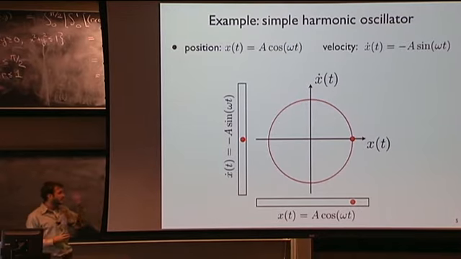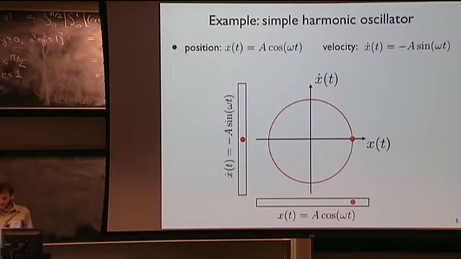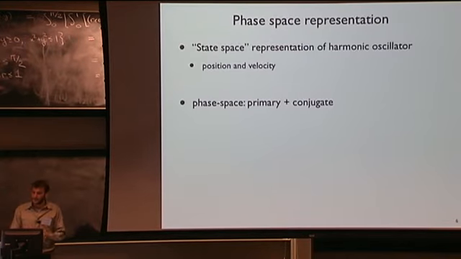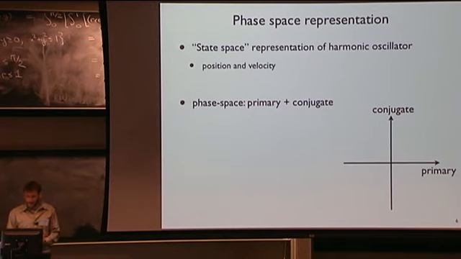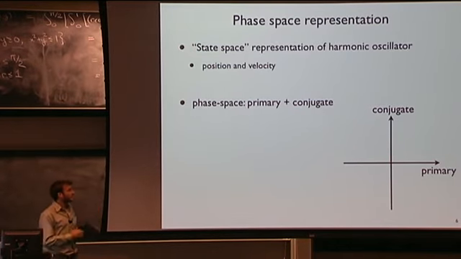I can tell that it's not losing or gaining energy because it's staying on the same trajectory as it rotates. If it was losing energy, it would spiral inwards. If it was being driven, it would spiral outwards. So immediately, I can see some very nice things about the mass and spring. That, in general, is called a phase-space representation, or sometimes a state-space representation.